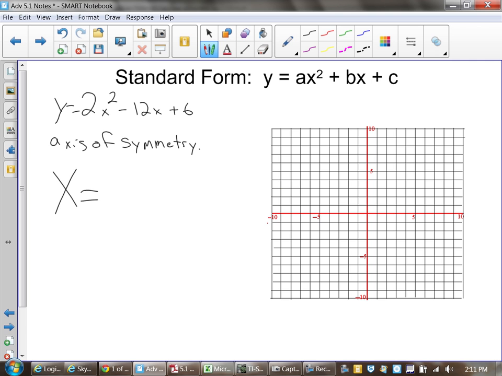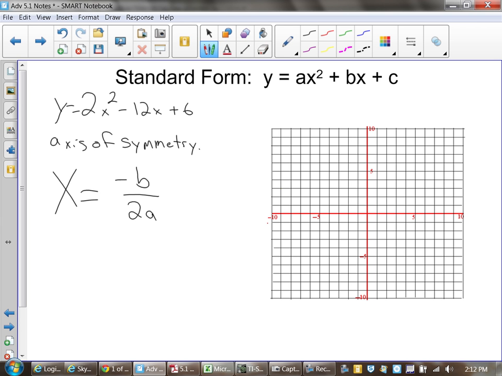Every single axis of symmetry always starts the same because it's a vertical line. Since our parabolas are up like a cup or down like a frown, in order to cut it in half, it has to be a line that goes up and down. So it's always going to be x equals something. Well, that x equaling something is always going to be the opposite of b divided by 2 times a. Every single time.